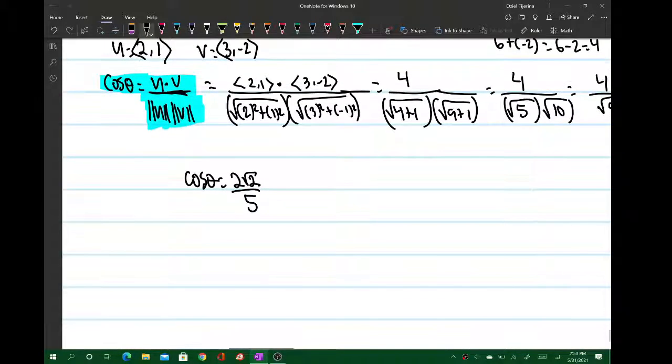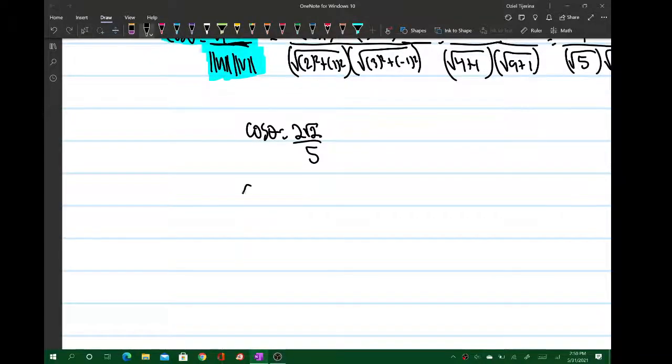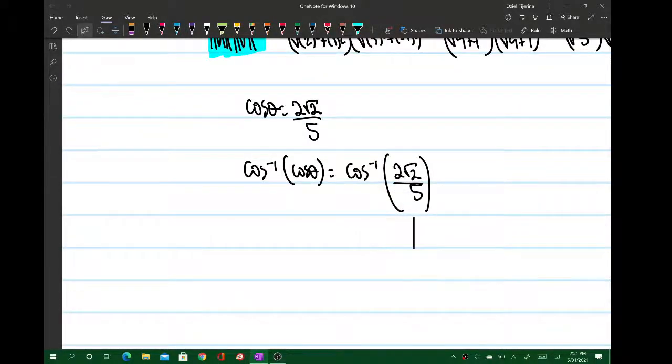Now, to find the angle, you're going to have to take the inverse, and make sure your calculator is in degree mode to find the angle in degrees. So you have theta equals cosine inverse of 2 square root 2 over 5, okay? And depending on what they want you to round it to, I'm going to put as much of the decimal as I can, so like 55.55009818012, right?